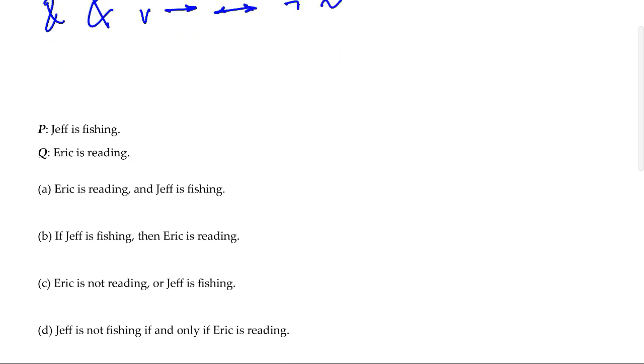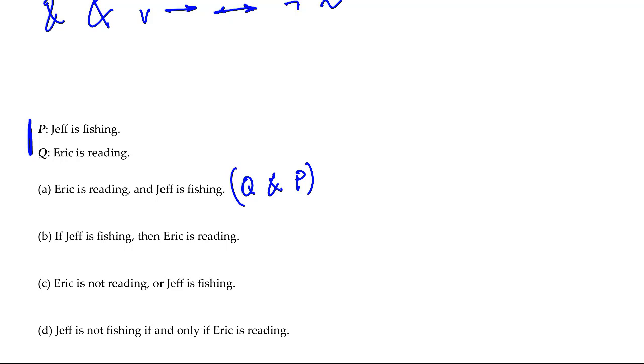Okay, so we'll start with this translation scheme, or as the book calls it, the symbolization key. So P stands for Jeff is fishing. Q stands for Eric is reading. So if we take this first one, Eric is reading and Jeff is fishing. So that's going to be Q and P. And if we use parentheses, which the book kind of insists on, although if there's no ambiguity, it doesn't really matter.